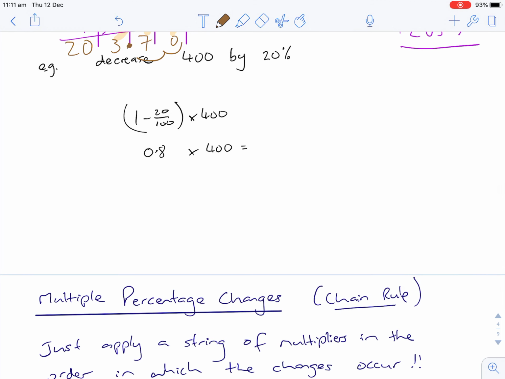Okay, decrease 400 by 20%. So if you were doing your little equation, you're going to go 1 take your 20 on 100, which is 0.2. So 1 take 0.2, or $1 take 20 cents, if you prefer to think of it, would give me 80 cents. So I'm going to have 0.8 times by 400. Now, this is another good example of how to do your mental maths, because again, sometimes people will find their 10%, and this is not going to take you too long. So if I had 400, find 10%, 40. 20%, 80. So I'm basically going 400, take away my 80. So, it's not difficult to do.